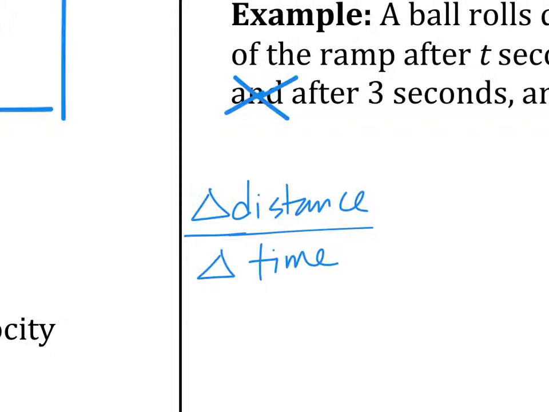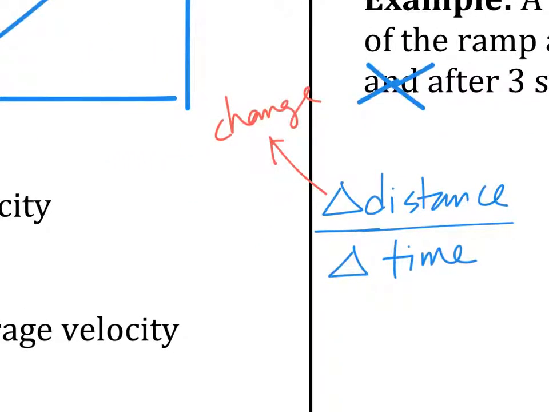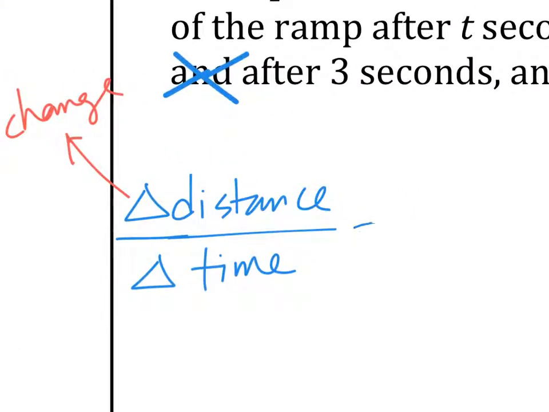And this triangle is change. I'm pretty sure you've probably seen it in chemistry. That is delta, the Greek letter delta. It means change. So the change in distance over change in time, or a lot of times we write it as change in s, because s is distance, over change in time.